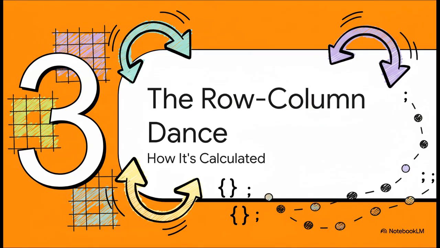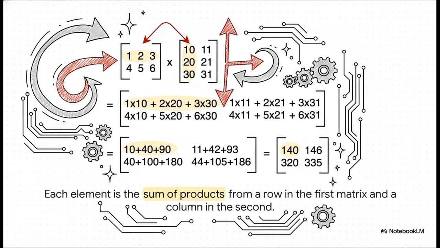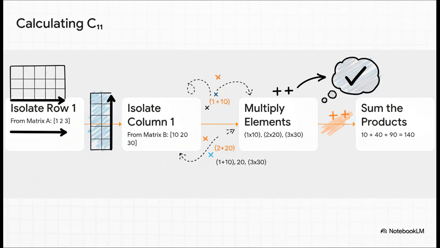Now what? How do we actually figure out the numbers for our new matrix? Well, it's time for the row-column dance. This image just lays it all out perfectly. To get the value for any single spot in that final matrix, you take one entire row from the first matrix and one entire column from the second. You multiply their matching elements together, and then you add all those products up. That's the dance.